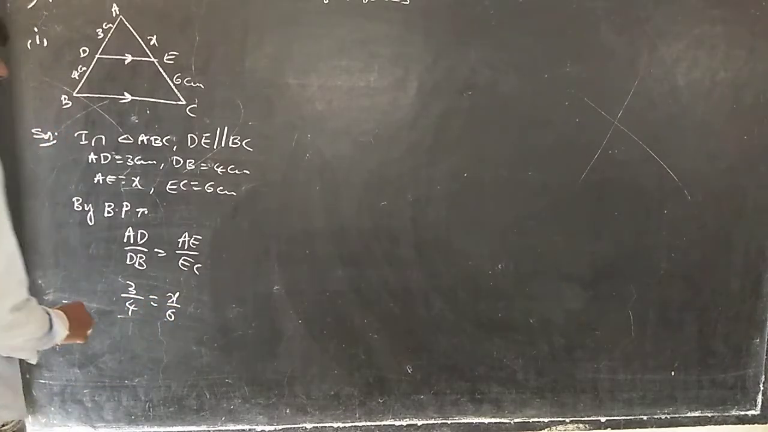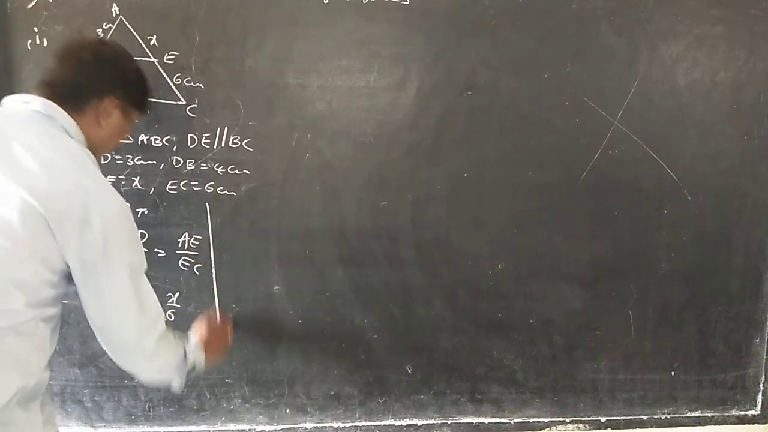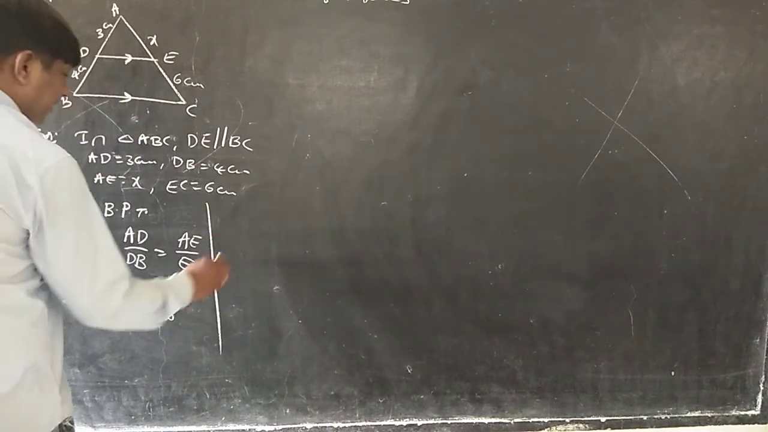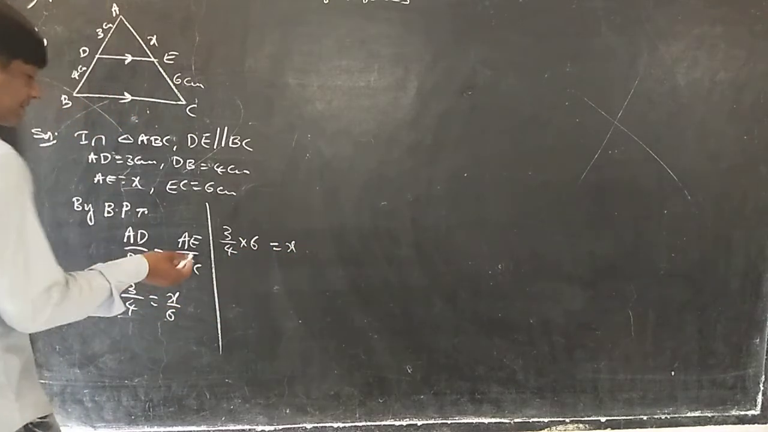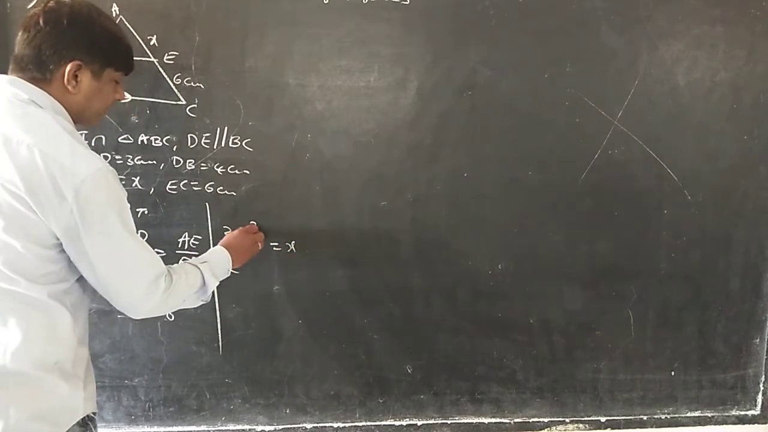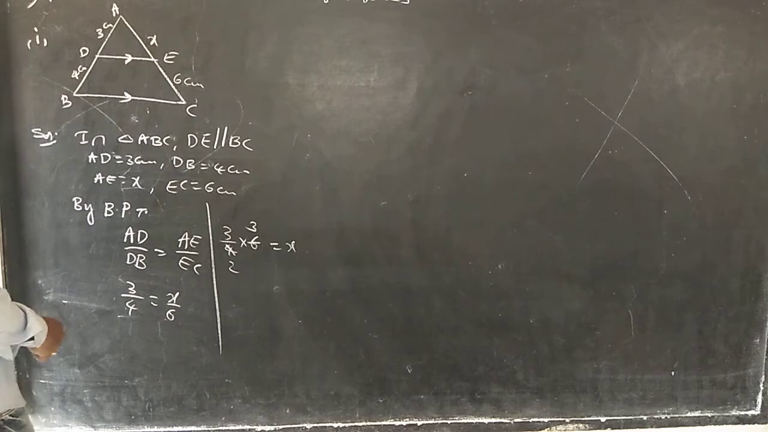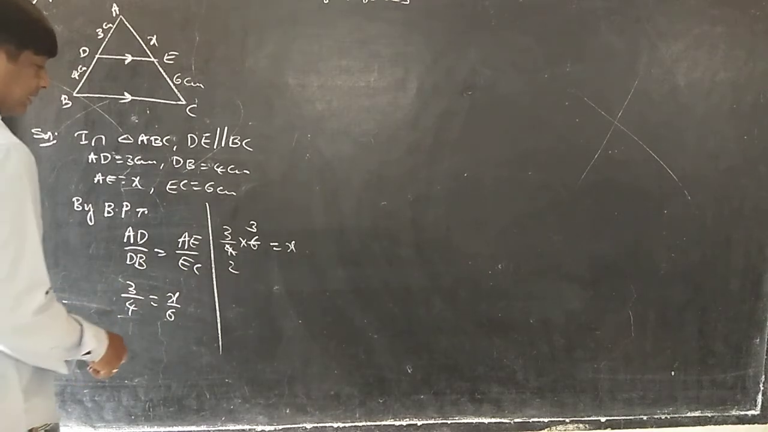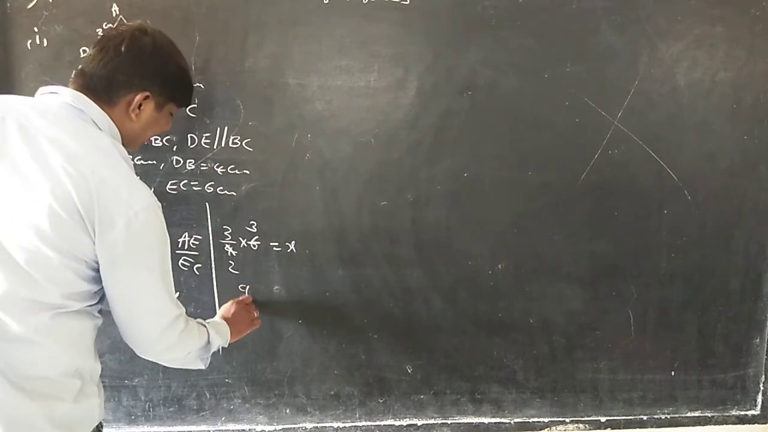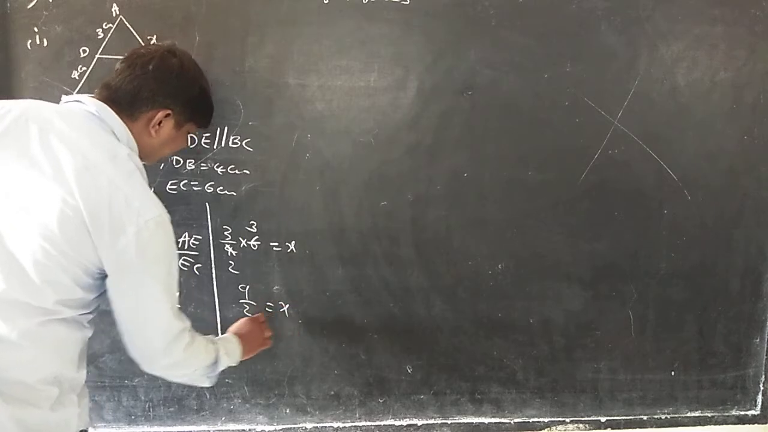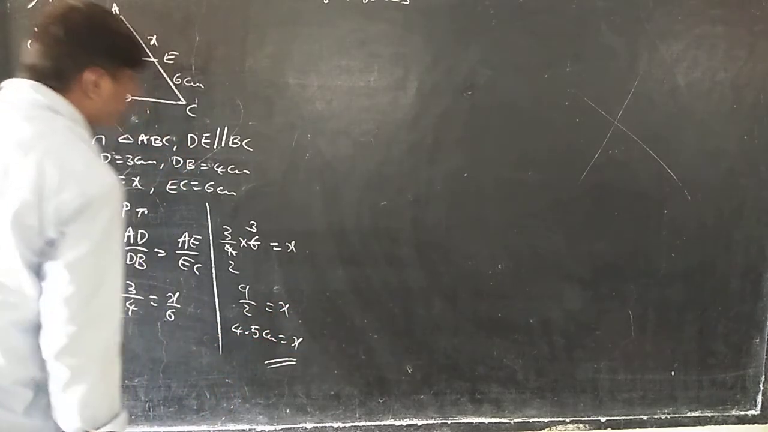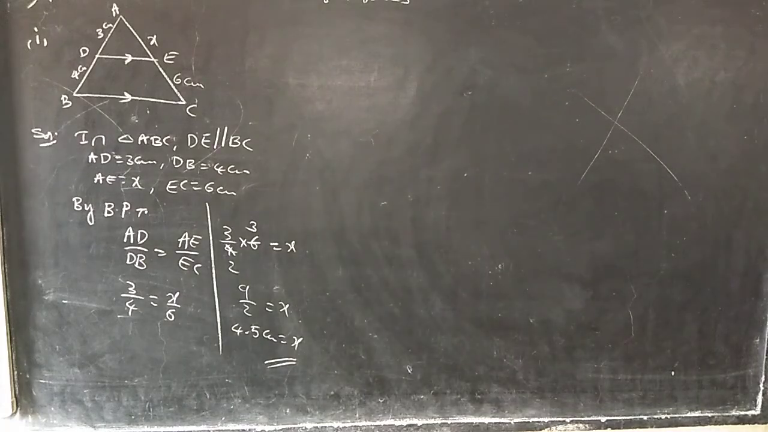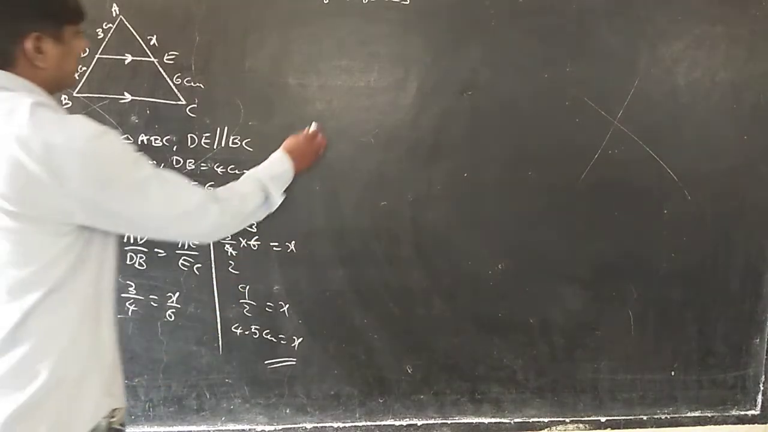Now, cross multiply here. What will you get here? If you cross multiply, 3 by 4 into 6 is equal to x. Only 6, I transpose this side. 2 2s are 4, 2 3s are 6. That is equal to 3 3s are 9 by 2 is equal to x. That means 4.5 centimeters. Its value is 4.5 centimeters.